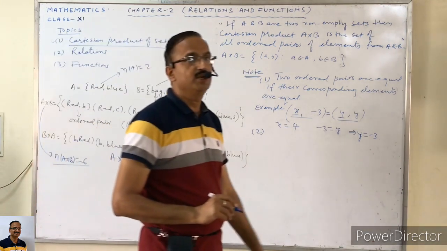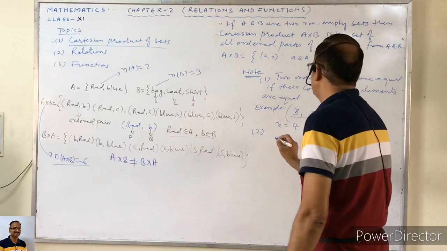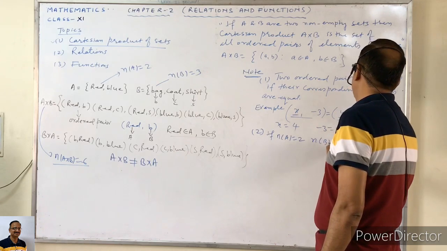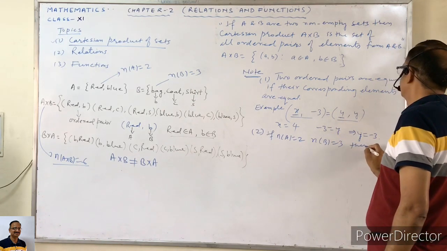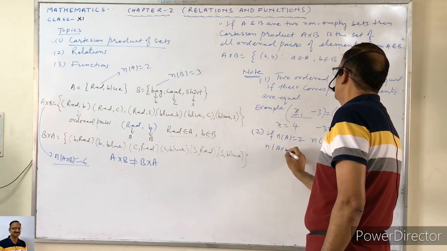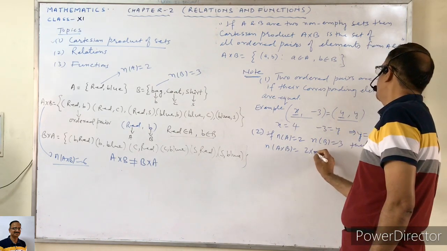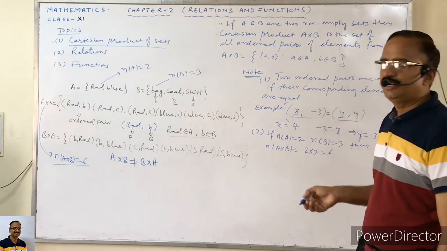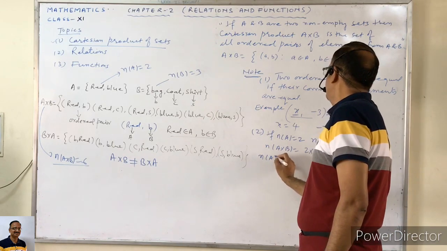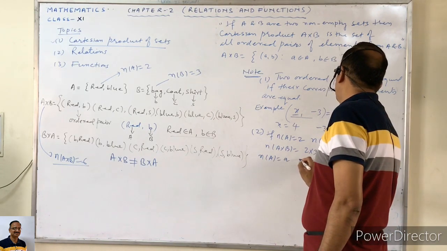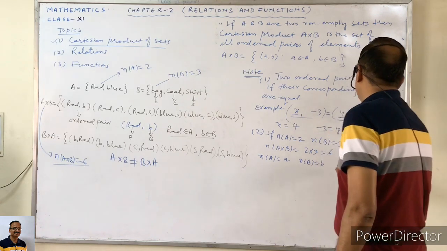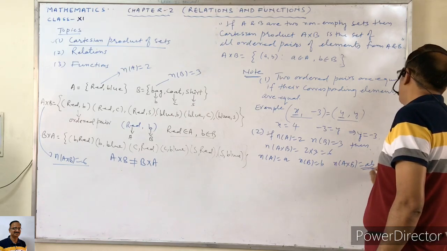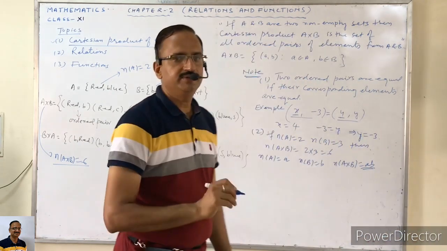How will we get this 6? 2 multiplied by 3. So it means if n(A) equals 2 and n(B) equals 3, then n(A cross B) equals 2 multiplied by 3, that is 6. Or in general we can say that if the number of elements in set A is a and the number of elements in set B is b, then the number of elements in A cross B is a multiplied by b. Okay children?